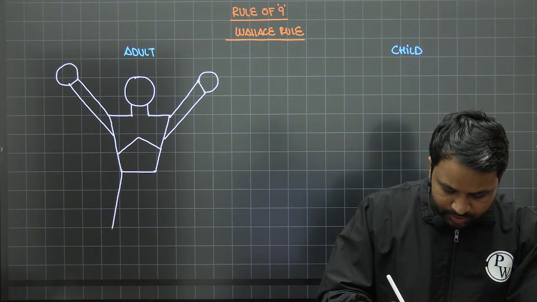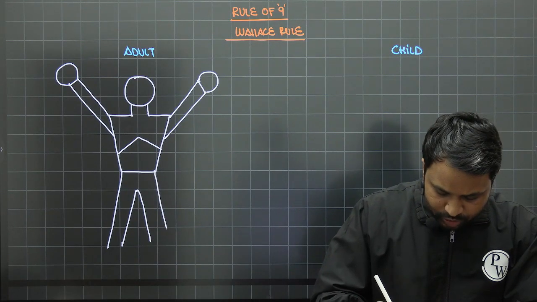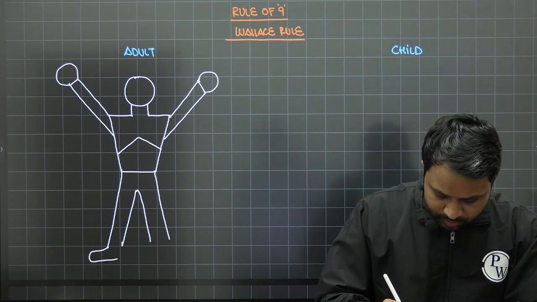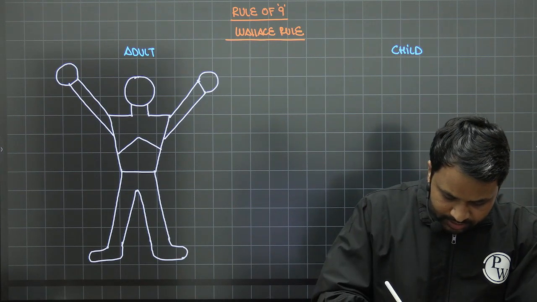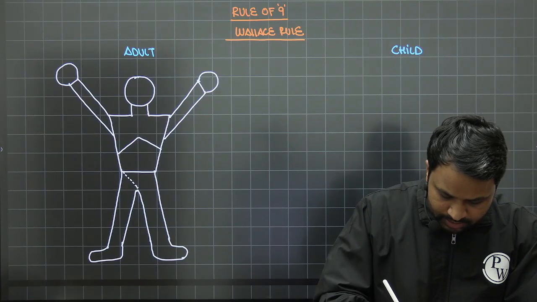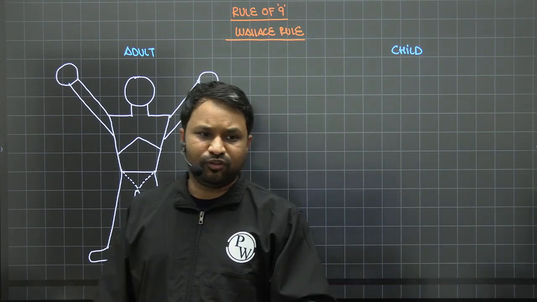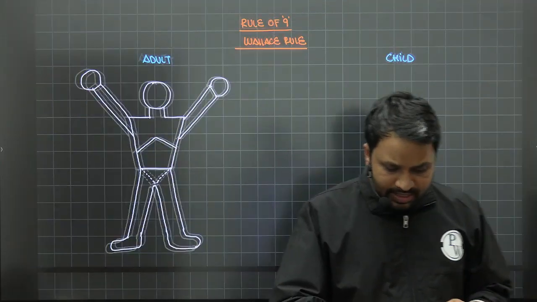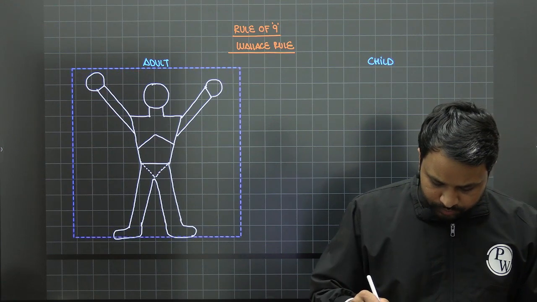This happens to be the lower limb of the patient. And this is what we'll consider as the perineum. Just for the sake of understanding, we've given you a representation of the perineum, which is going to be present. Same thing, we are going to equate that to a child also.